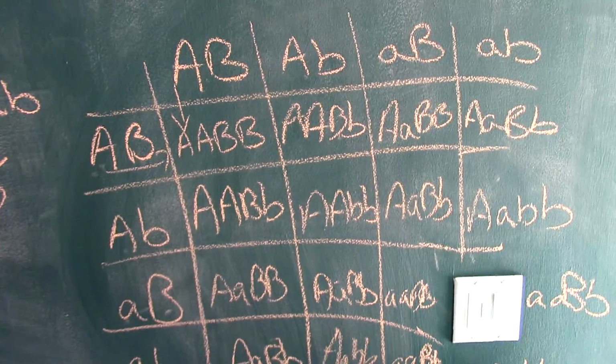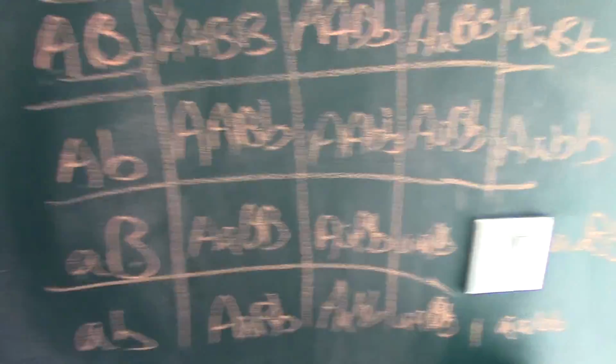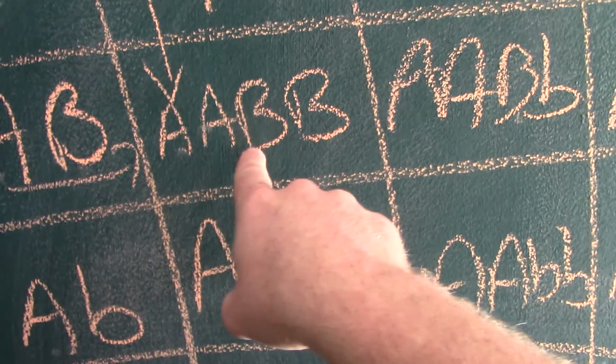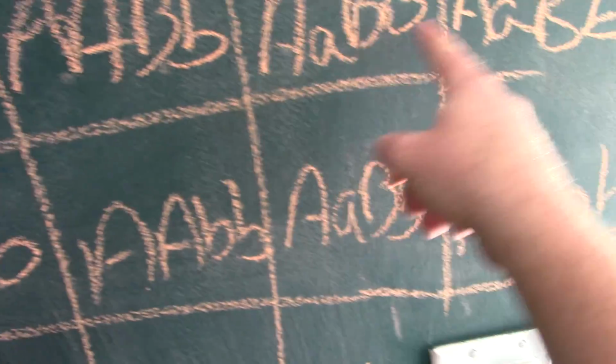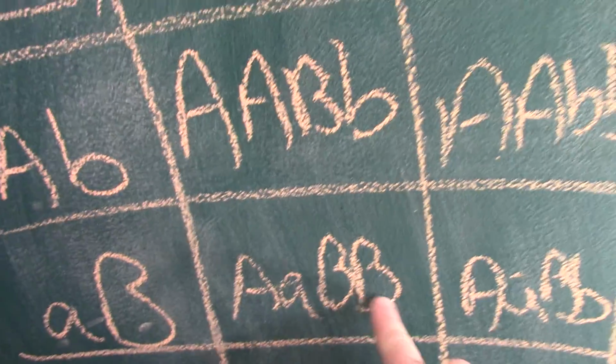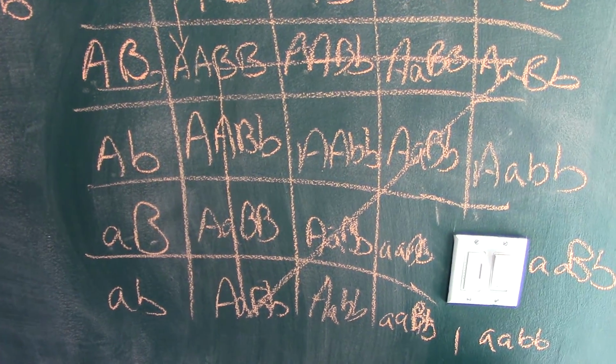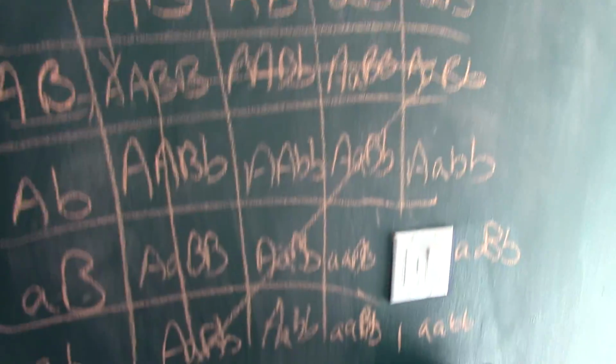Okay? So what you'll see is when you have two heterozygotes, big A, big B, you're going to have 1, 2, 3, 4, 5, 6, 7, 8, 9 individuals in a 16 square Punnett square dihybrid cross that will have the dominant phenotype for both traits. So you'll have 9 big A, big B individuals. Okay, you're going to have 3 individuals that are dominant for the first trait and recessive for the second.